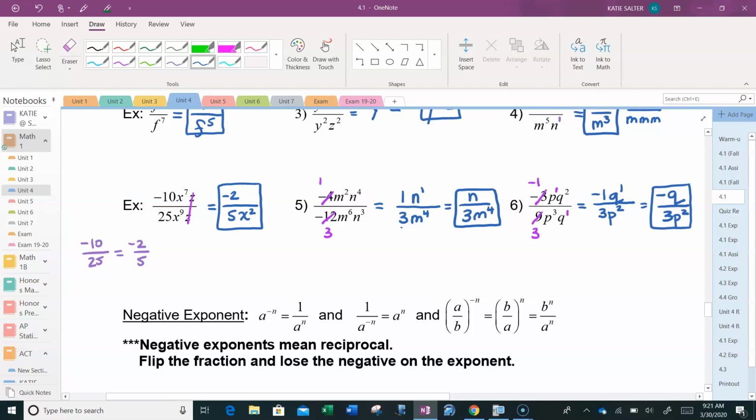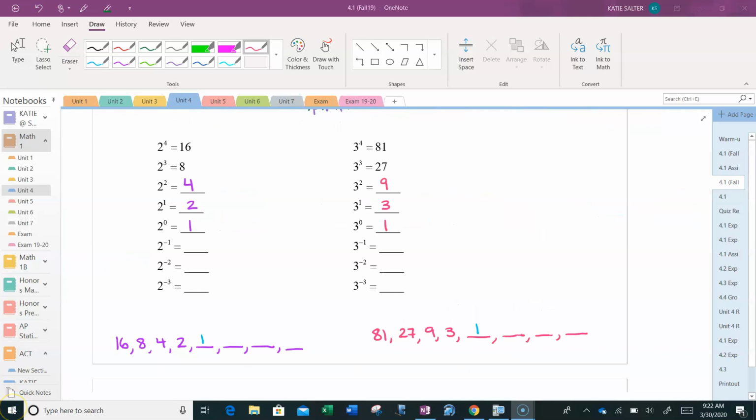Okay, so the next part we're going to learn about negative exponents. In yesterday's lesson we looked at two patterns, right here, to help us learn our zero power rule. Anything raised to the 0 power is 1, because what we did was we looked at the pattern of the numbers.